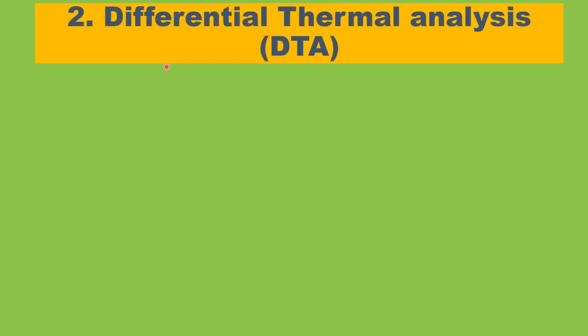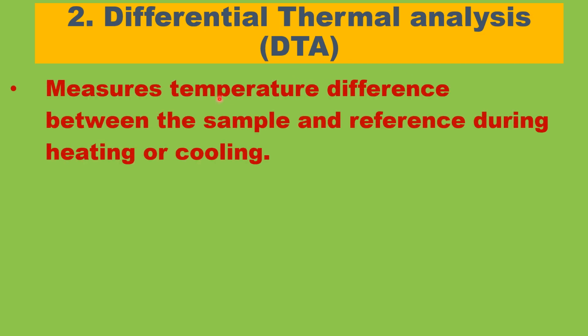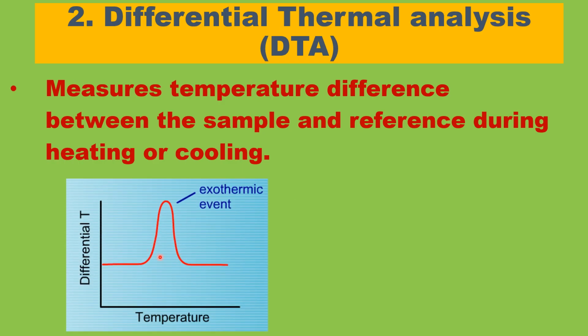Let us now study differential thermal analysis. What is DTA? DTA measures temperature change between the sample and the reference. In TGA, we measured the mass change. In this case, we measure the temperature difference between the sample and reference during heating or cooling. This is the DTA plot, differential thermal analysis plot.